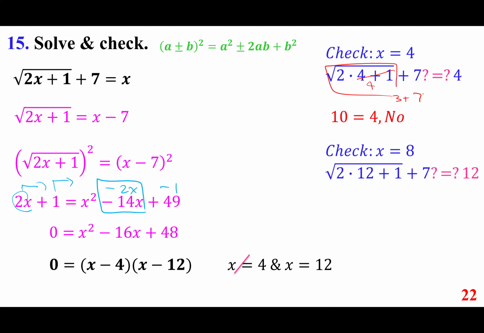2 times 12 is 24, plus 1 is 25. Comes out as 5. Plus 7 is 12, yes. That's the answer. We just checked it, and we are done. And it's important to check. I can't emphasize this enough.